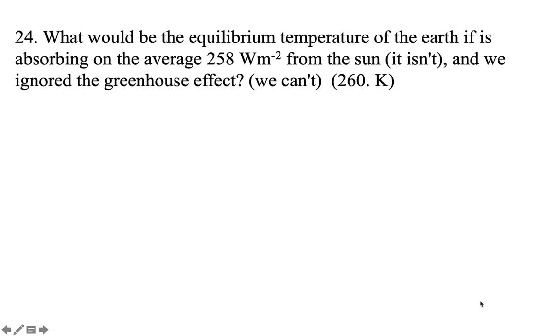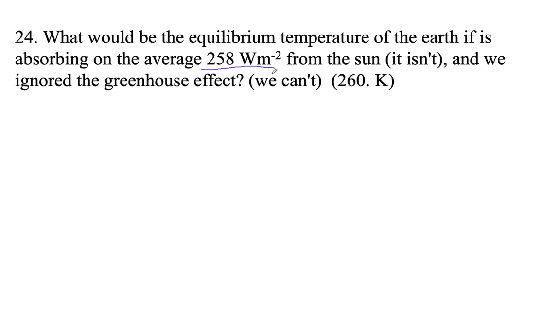Okay, so what would be the equilibrium temperature of the Earth? So the question is, what temperature does the Earth have to be to radiate an average of 258 watts per square meter? Okay, because at an equilibrium temperature, the net radiation is equal to the net incoming radiation. If the incoming radiation is more on average than the outgoing, then your temperature is rising. And if the incoming radiation is less on average than the outgoing, then your temperature is falling.